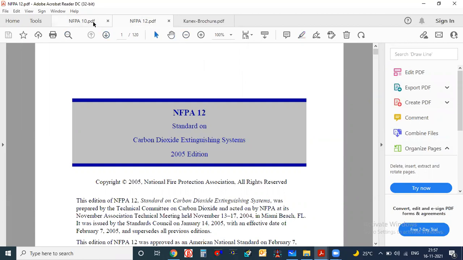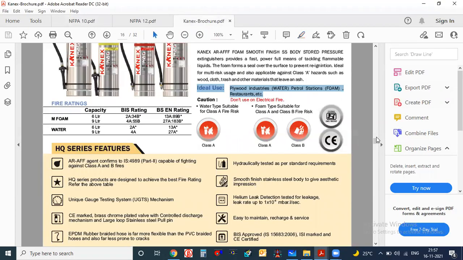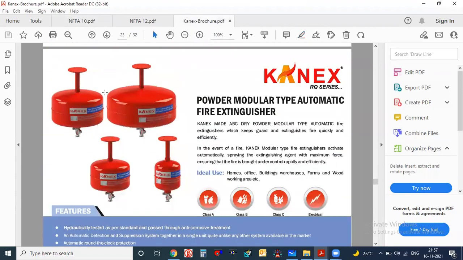Before that, Mr. Atif, there was an auto hanging type extinguisher. Where can we use this one? Here they have said that you should ask the vendor only, I think. Even I have not seen this type of extinguisher used in the industry. So the manufacturer only can tell where they have proposed this type. Here they are giving the ideal use as homes, offices, buildings, warehouses, farms and woodworking areas. But I don't know where they have used this type.